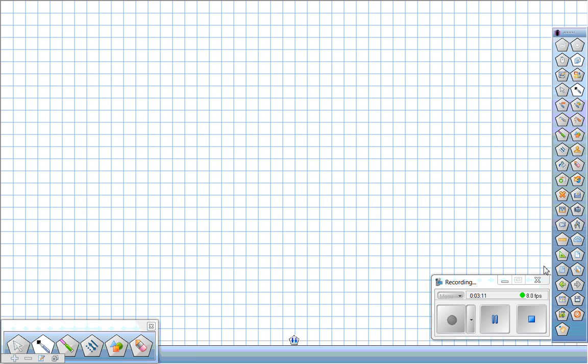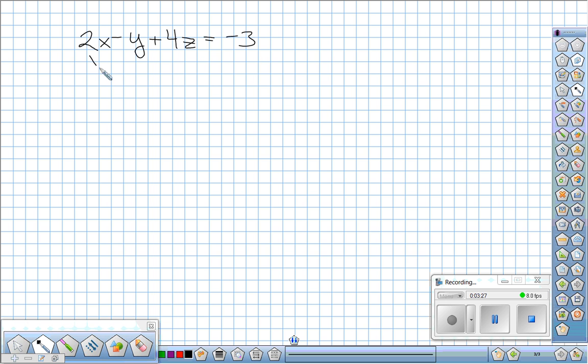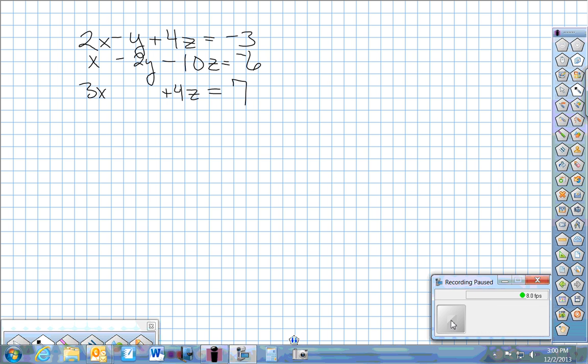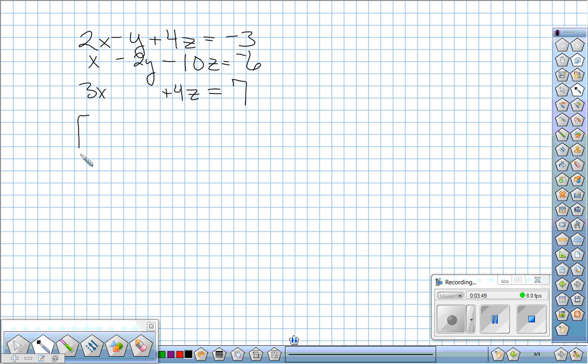I can write a matrix for any system of equations that I'm given. For example, if I have the following equations: 2x minus y plus 4z equals -3. And then I have x minus 2y minus 10z equals -6. And then I have 3x plus 4z, but I want to make sure that I keep those z's on top of each other, and that equals 7.